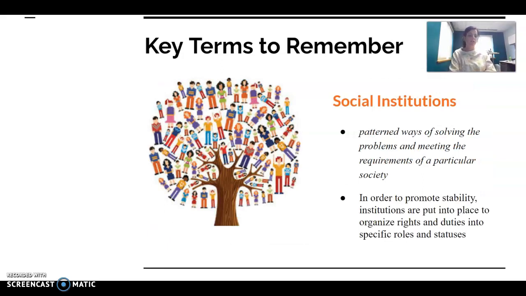In contrast, social institutions are those specific ways that you solve the problems present in a particular society. In order to promote stability, institutions are put into place to organize rights and duties into specific roles and statuses, and formal organizations come out of those institutions. An institution would be healthcare, and formal organizations would be Spectrum Health, Mercy Health, those specific places that carry out the functionality.